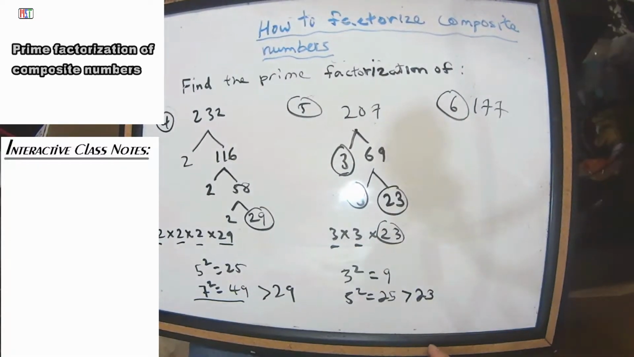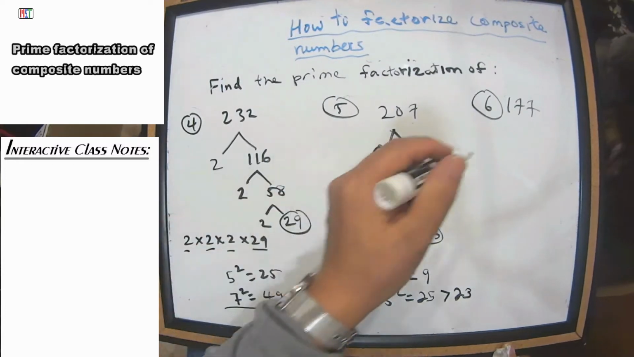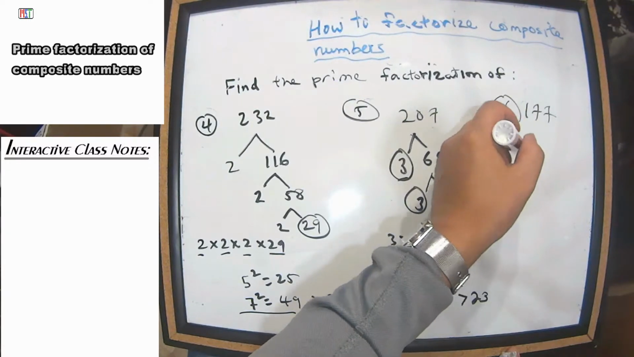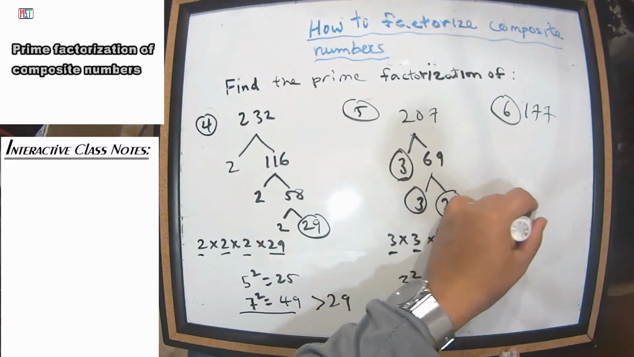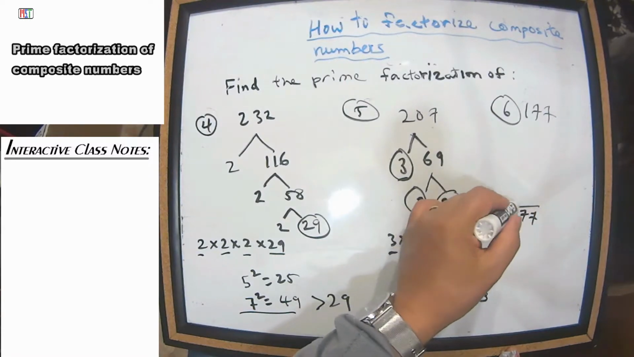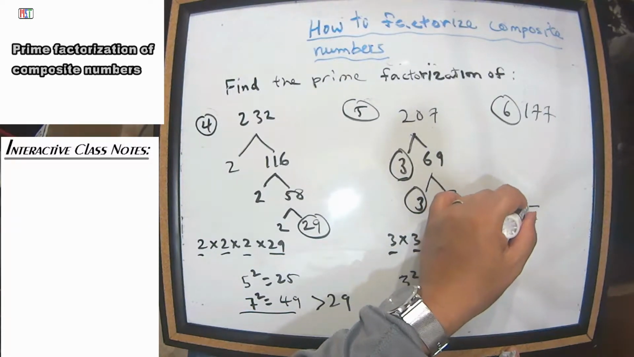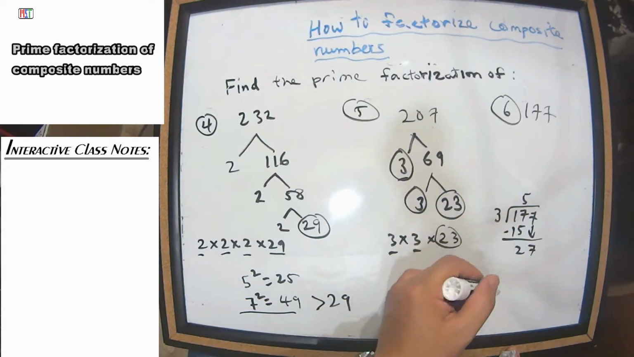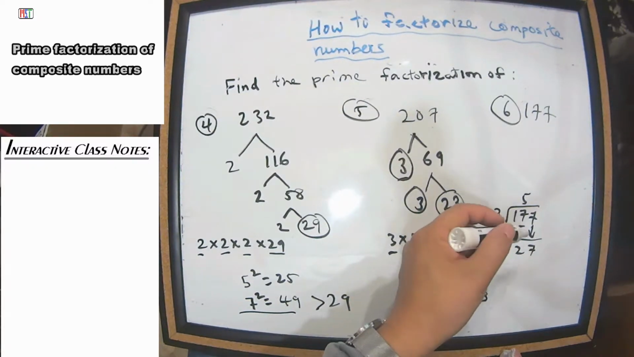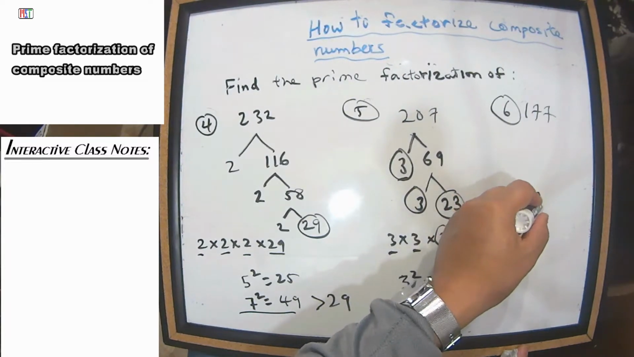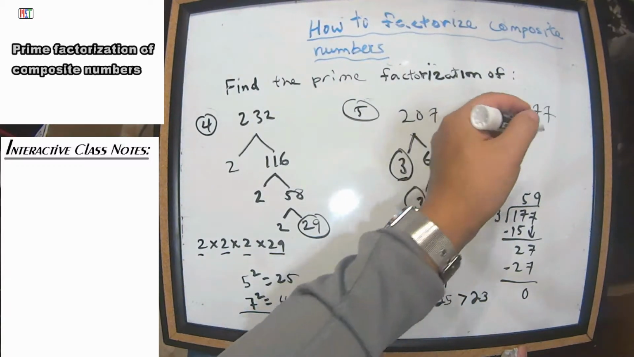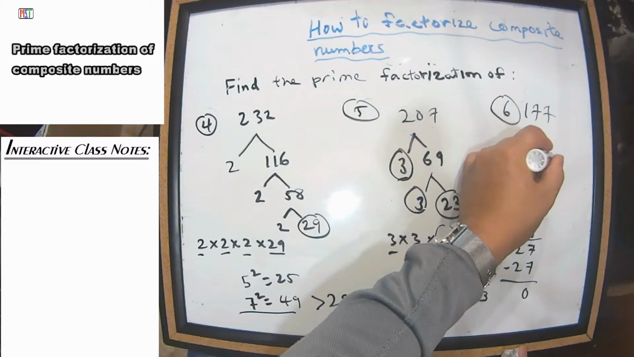What about 177? Well, I think 3 can also go into that. Let's see, 3 goes into 17 5 times, and 17 minus 15 gives you 2, and 3 goes into 27 9 times. 9 times 3 is 27, right? Okay, so it's going to be 3 and 59.